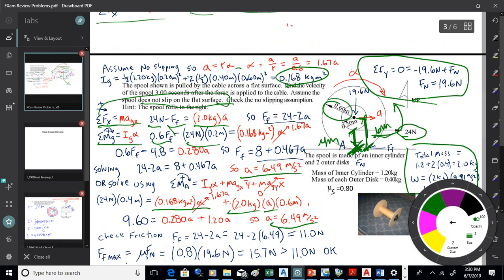To check friction, you find what the friction is to link a and alpha together by using whichever one of these two top equations is easier. Looks like I went with this one. That's a pretty easy equation to use. Plug in the known a now of 6.49 into that. You get the friction. It's 11. And then take mu times Fn and make sure it's greater than the friction you need.